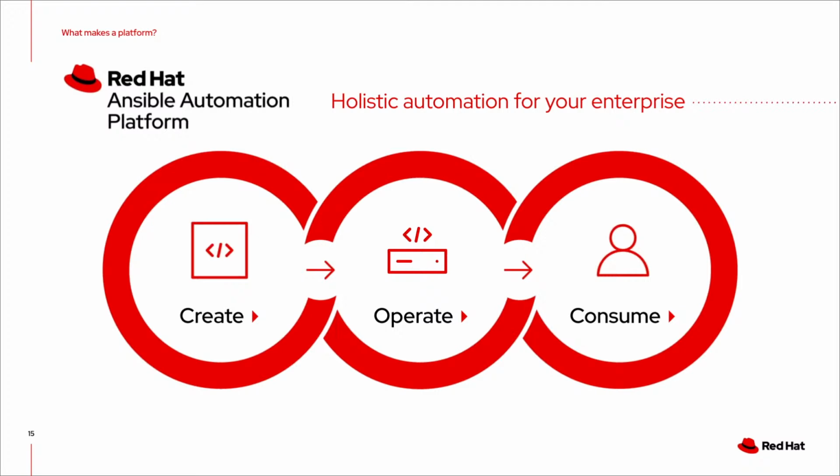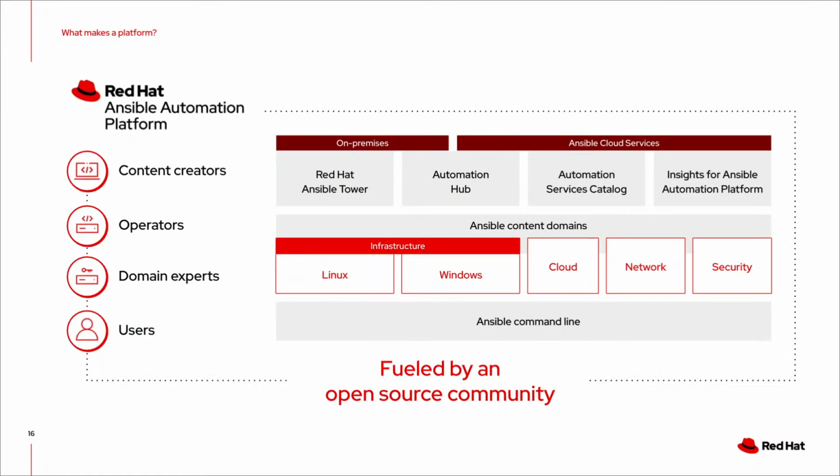So what does the technology stack really look like? Well, this is what it looks like. The architecture of the platform consists of a few core components. And you can see that here on the right side, which are used by the personas mentioned, related to the automation on the left side. So remember, we have the content creators, the operators, the domain experts, the users. We'll dive into each of these different pieces, right? We're going to start with create, we'll go into operate, and then into consume.